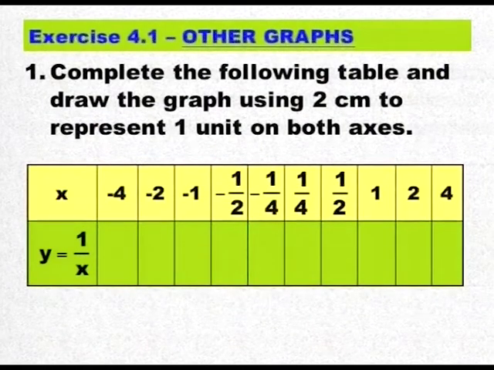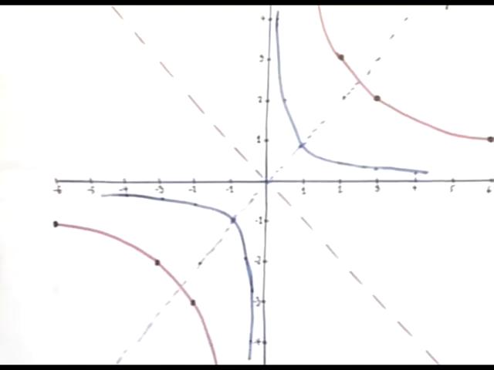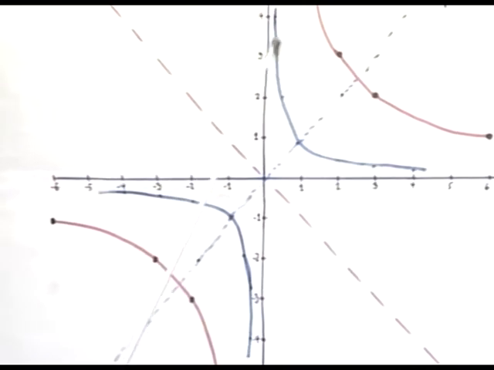When x is 1/4, y is 4. When x is a half, y is 2. When x is 1, y is 1. When x is 2, y is a half, and when x is 4, y is 1/4. Okay, I've got the graph drawn on this same axis, the one in blue. This and this, that's y equals 1 over x.